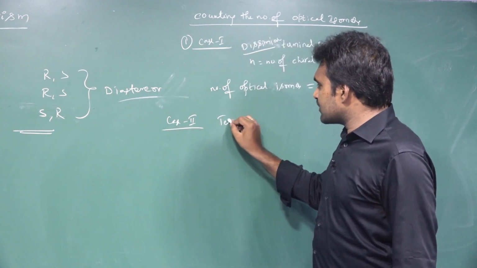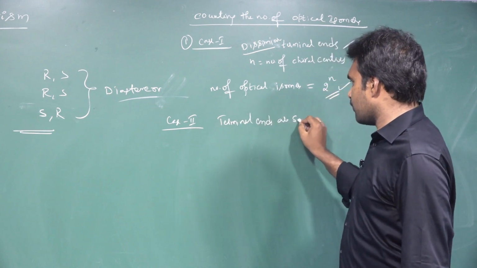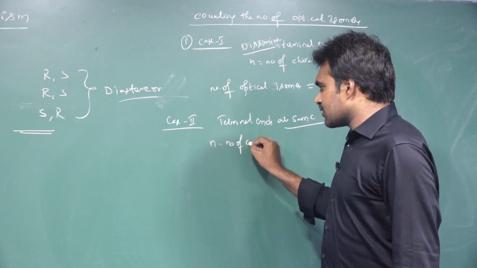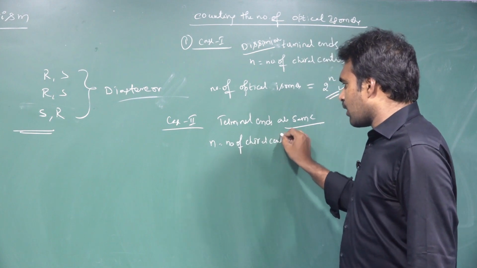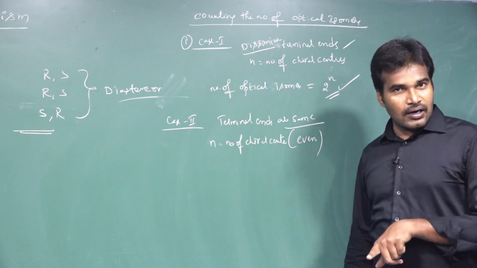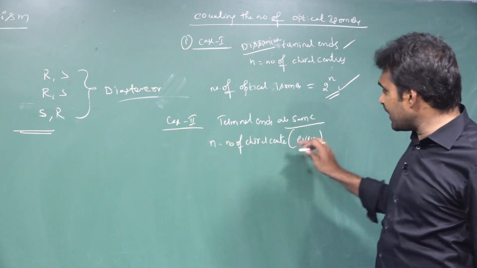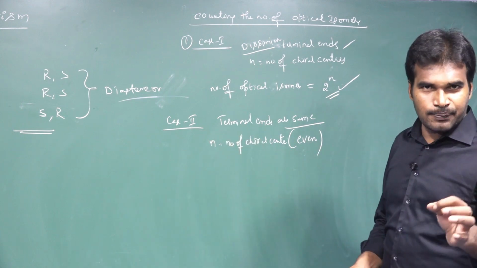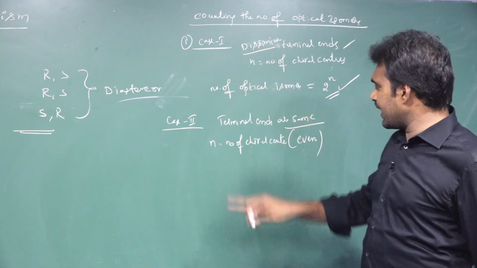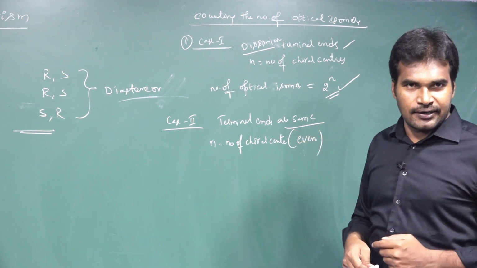If terminal ends are same, having n number of chiral centers, and this n value is even. How many chiral centers? 2, 4, 6, 8, 10. Likewise, even number of chiral centers if they have. Best example, tartaric acid. See that tartaric acid is COOH. Two terminal ends are same. And how many chiral centers are there? 2 chiral centers are there.